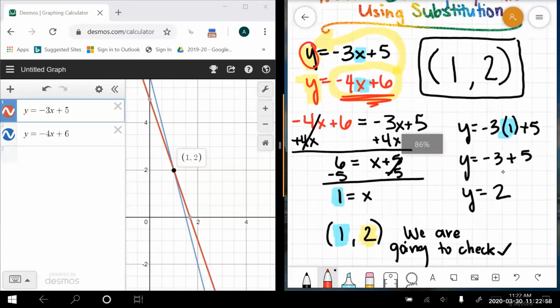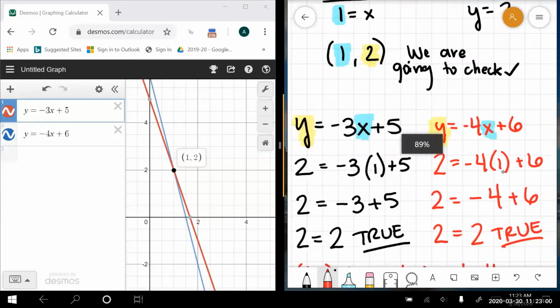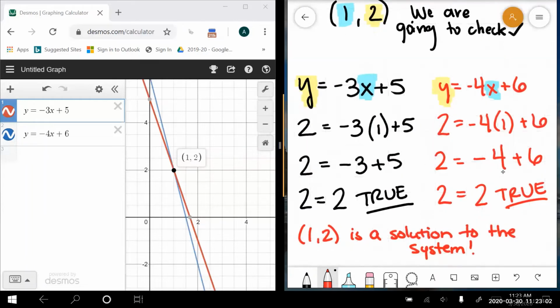And then below here, all we did was check. We wanted to check to make sure that it was indeed true. And if it is true for both, then that means it is a solution to the system. Okay? And that's why we're using substitution to solve systems of equations. We're substituting essentially 2 times in order to get to the 2 parts of our ordered pair.